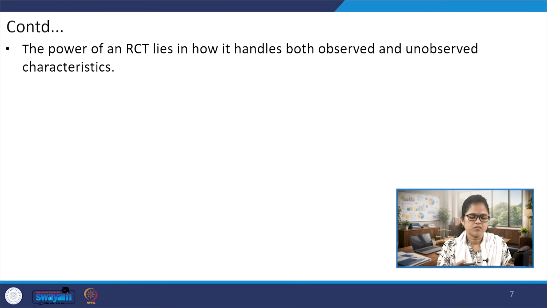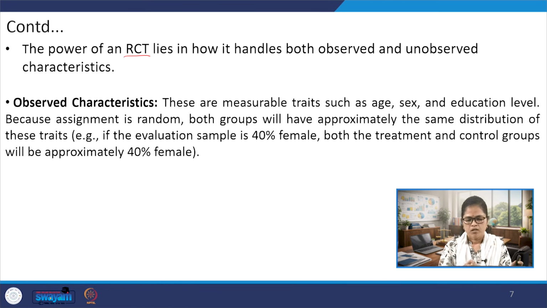Given this understanding, now we can check what is the power of RCT. Actually the importance of RCT lies in how effectively it handles both the observed characteristics and unobserved characteristics, and making both the groups similar. Okay, so that we have already discussed. Again we discussed that we have to reflect these characteristics in our sample while preparing this control group and your treatment group.